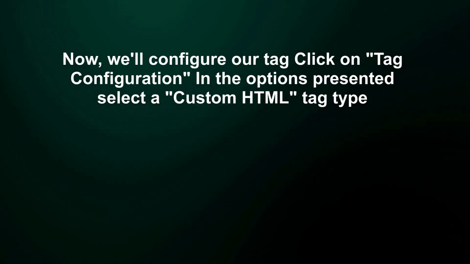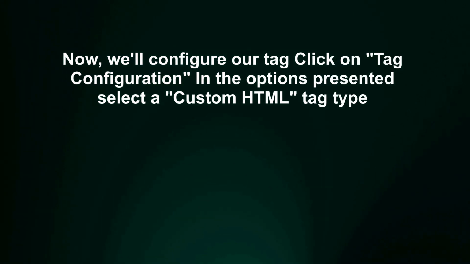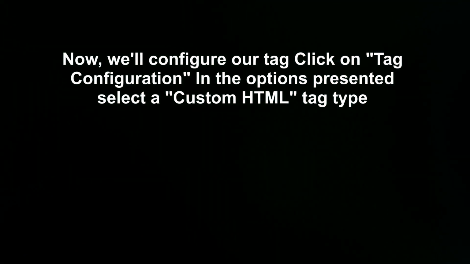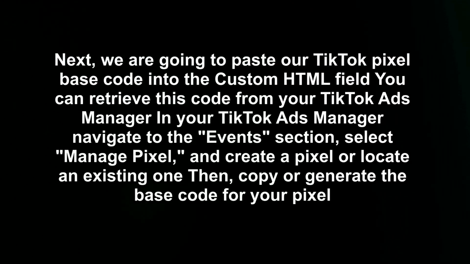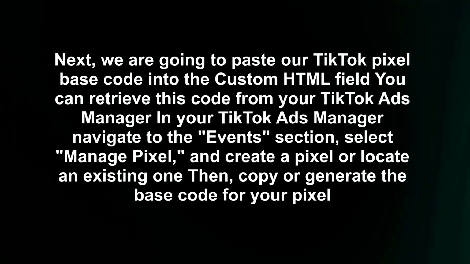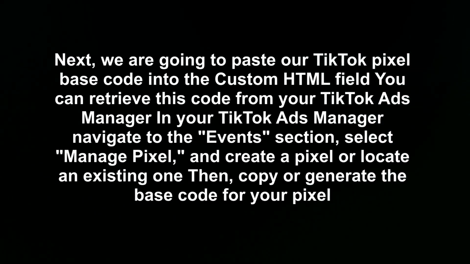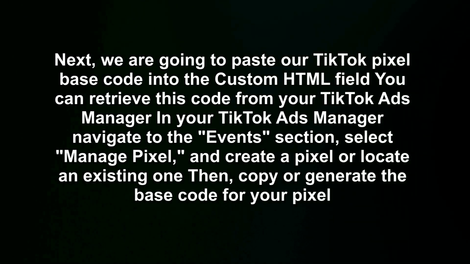Now, we'll configure our tag. Click on Tag Configuration. In the options presented, select a custom HTML tag type. Next, we are going to paste our TikTok pixel base code into the custom HTML field. You can retrieve this code from your TikTok Ads Manager.